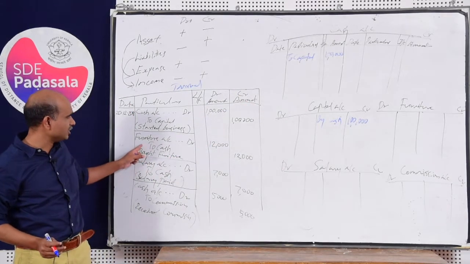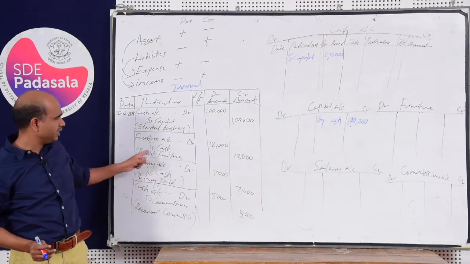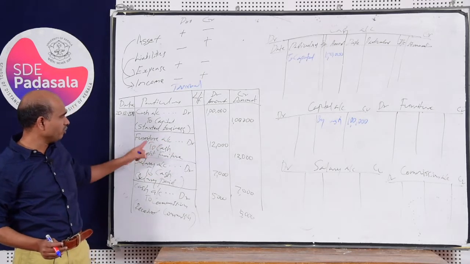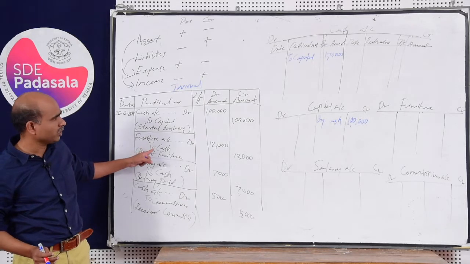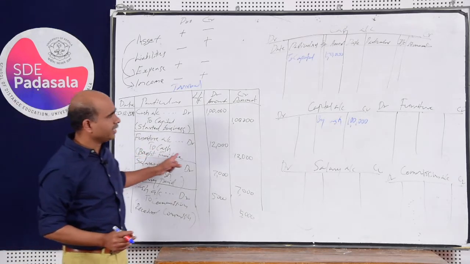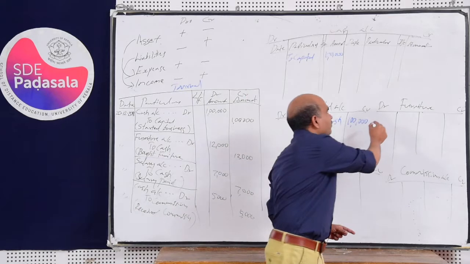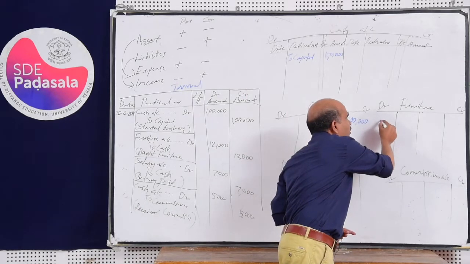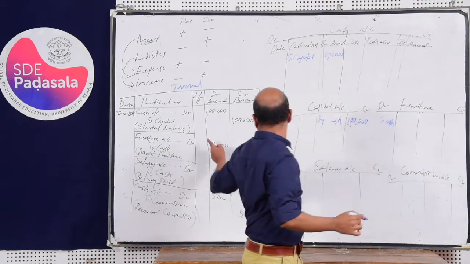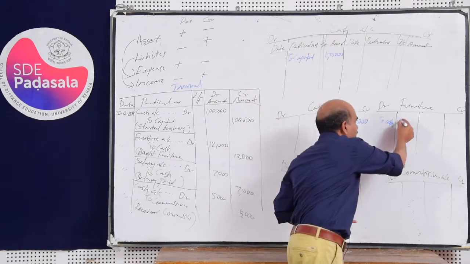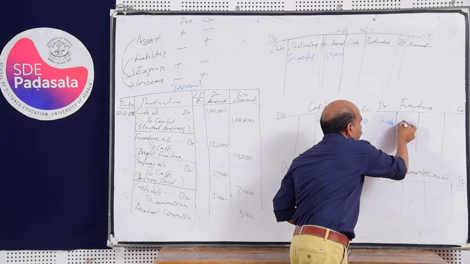So, the first transaction is transferred to the particular ledgers. The second transaction is furniture account debit to cash. In furniture account, the opposite item should be written, and the opposite item is 'To cash'. That item should be written on the left hand side, to cash. The amount is 12,000.